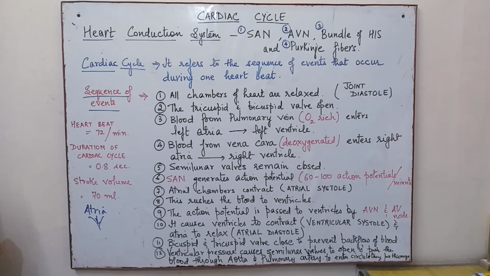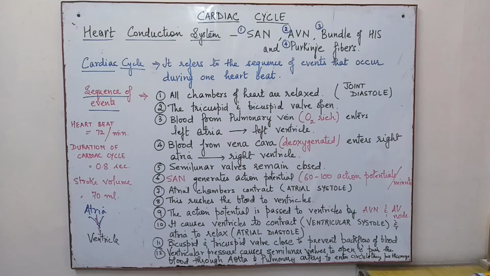Now the blood is flowing to the ventricles. These are the ventricles over here. Now the blood which is passing from atria to the ventricles should not go back. So for this reason, once the blood flows into the ventricles, these valves, the bicuspid and the tricuspid valve, close, so that no backflow of the blood takes place.